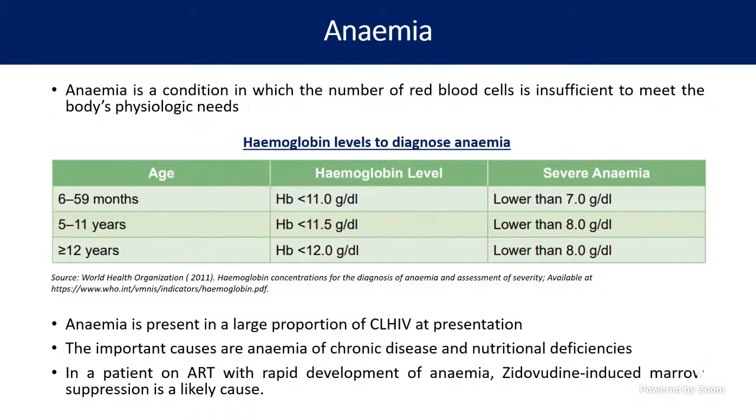Hemoglobin less than 11.5 or 11 is also okay, but less than 12 grams in 12-year-old children is anemia, and severe anemia when we see it in children, we will call as less than 8. Okay, severe anemia is less than 8, but up to 5 years, it is less than 7.